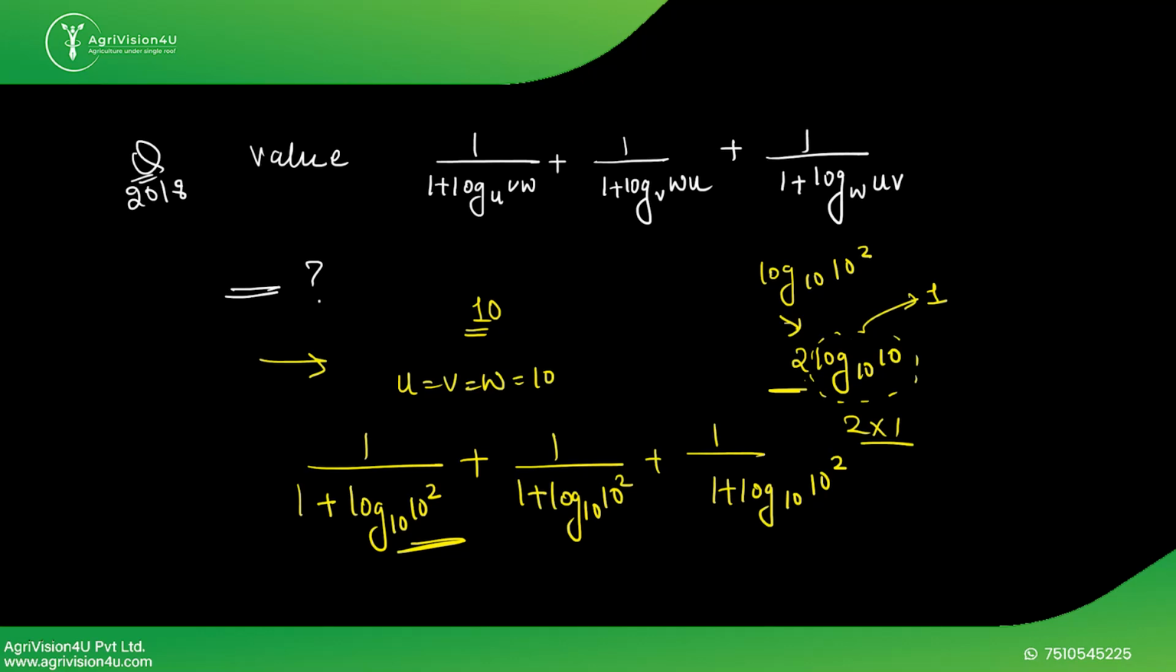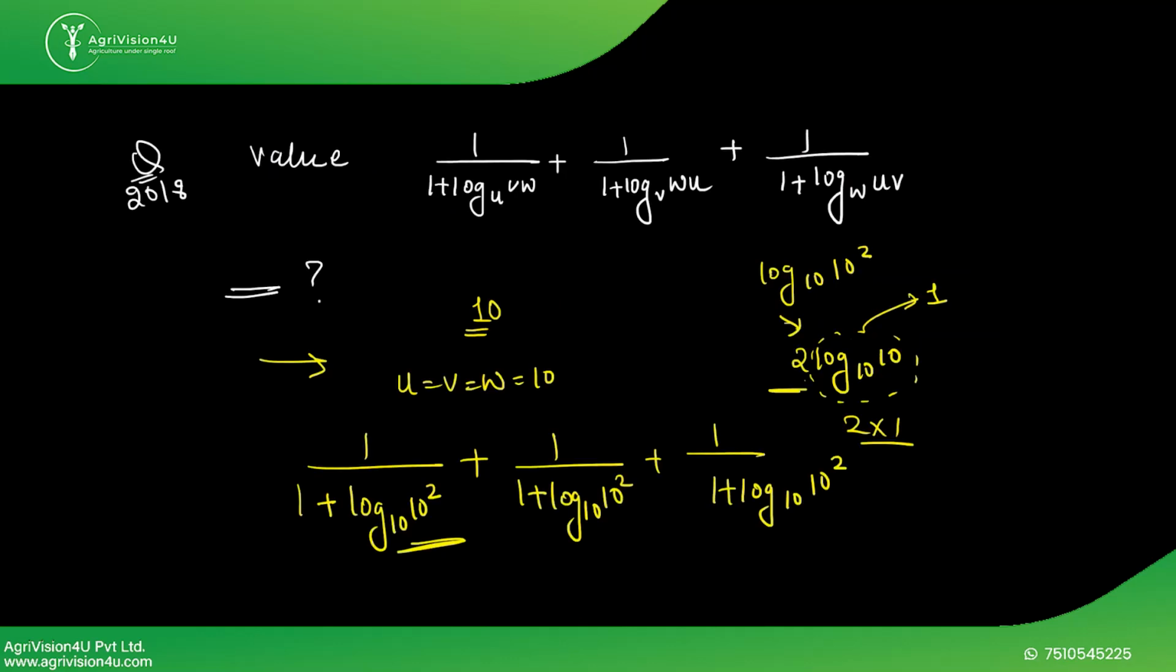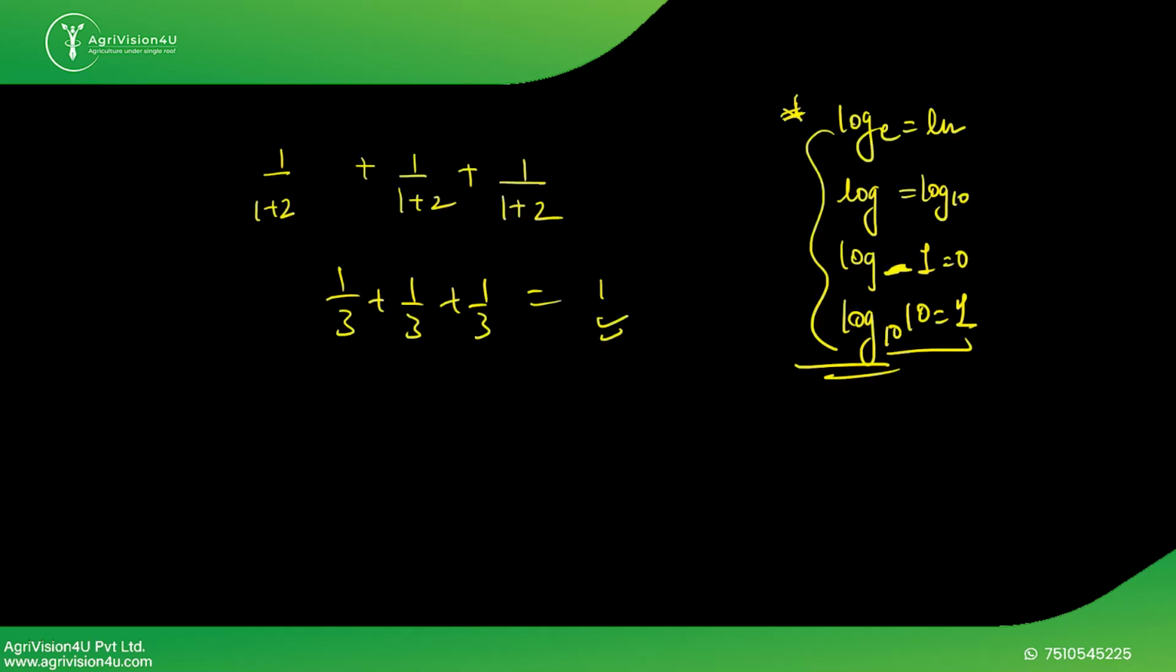If you substitute the value of uvw as 2 or 3 or any other number, it will be difficult to calculate the log of that number, because the relation you remember is log base 10, 10 is equal to 1. So try to substitute values for which you know the logs, otherwise you will be in trouble solving it and writing the answer. That is why I took 10, so that it is easy for us. Okay, what is the next question?